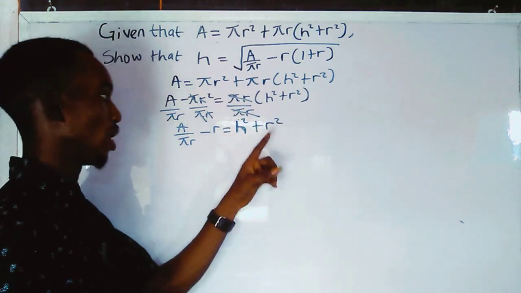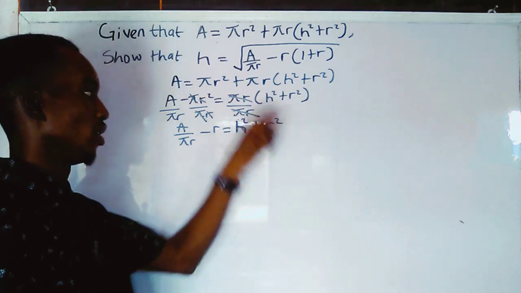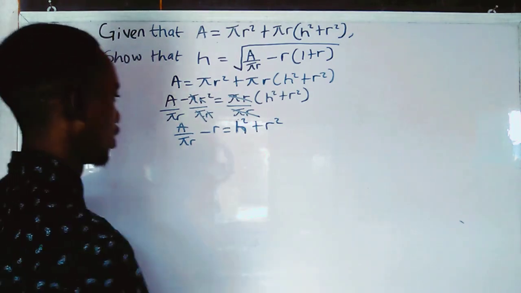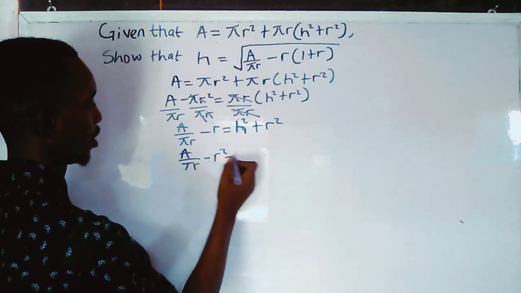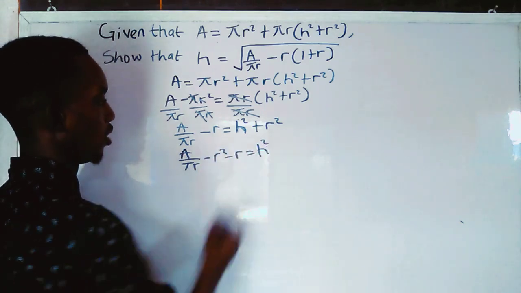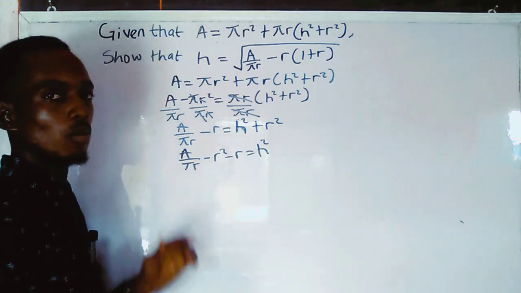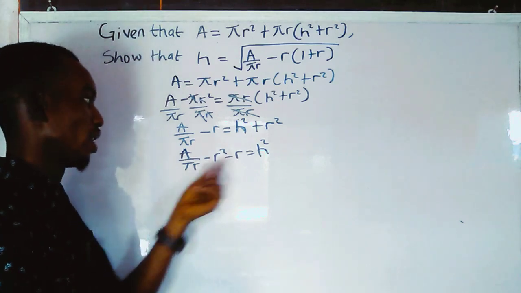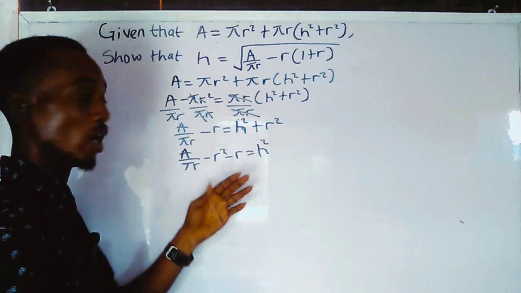The next thing to do now is to get rid of this r squared. It is an added term. We transpose it, it becomes negative. So we have A over pi r minus r squared minus r equals h squared. So I could have written it as negative r squared plus, but it looked too clumsy. So that's why I just make it like this. It's the same thing, no difference. H squared. We're almost there.